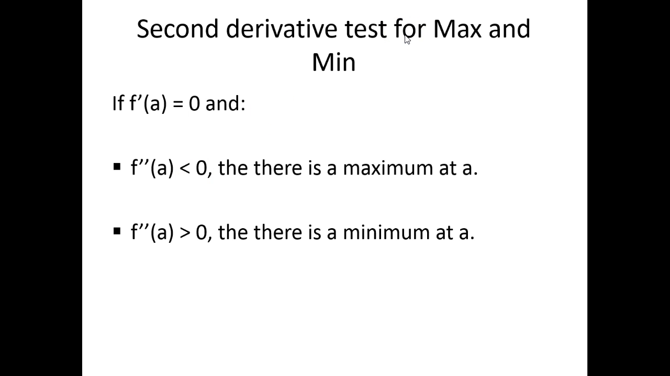Your second derivative test depends on, first and foremost, that your first derivative is 0. If your first derivative at a point is 0, then we take the second derivative. And if the second derivative at that same point is less than 0, then there's a maximum at that point. And if the second derivative is greater than 0, then there's a minimum at that point.